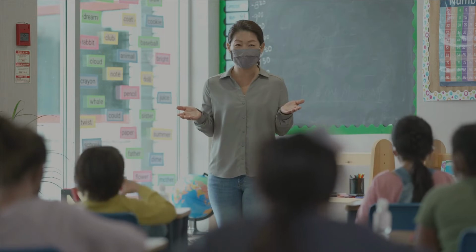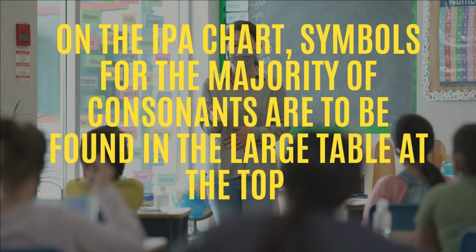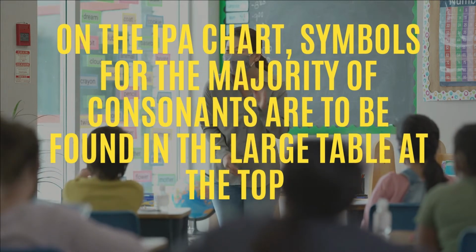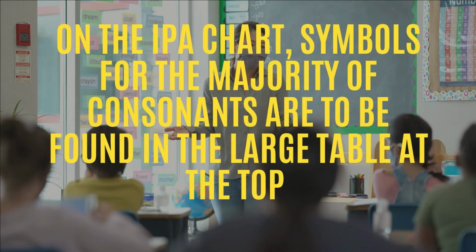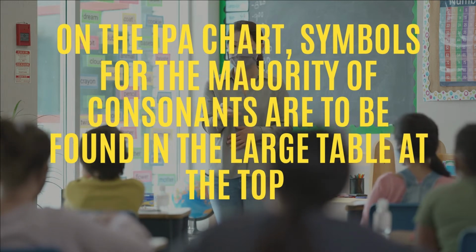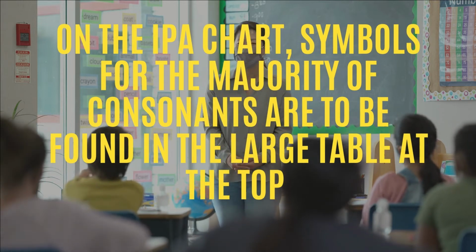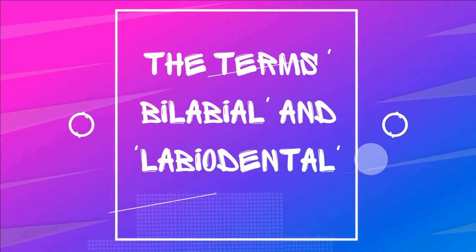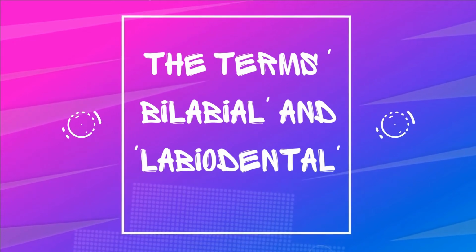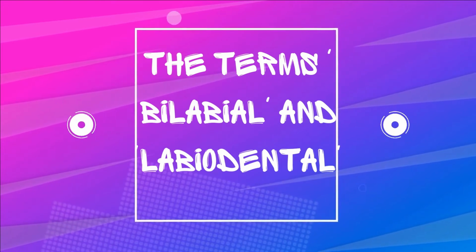On the IPA chart, symbols for the majority of consonants are to be found in the large table at the top. Place of articulation is reflected in the organization of this consonant table. Each column represents a place of articulation, reflected in the label across the top of the table from bilabial at the left to glottal, consonants made by the vocal cords or vocal folds.